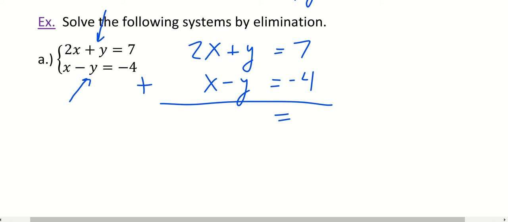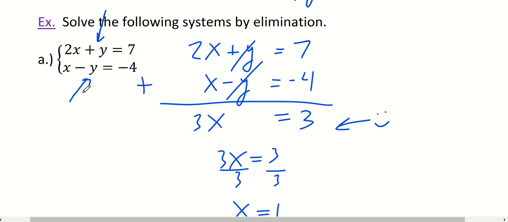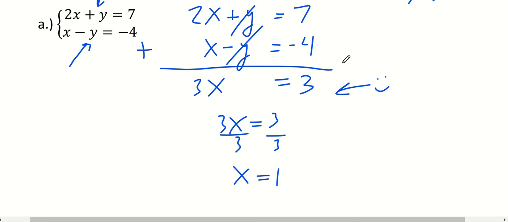On the left-hand side, if I add 2x and x, that'll give us 3x. Positive y and negative y add together to give 0y, so those two cancel. So we're left with just 3x on the left-hand side. And on the right-hand side, 7 plus negative 4 is positive 3. This is exactly what we want. We now have the equation 3x equals 3. To solve this for x, we just divide both sides by 3, and we get x equals 1. So the x coordinate of our solution is going to be 1.